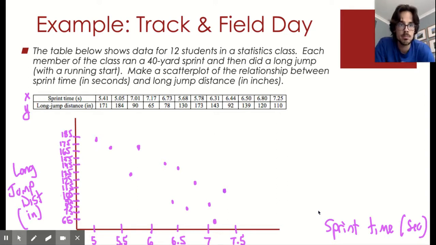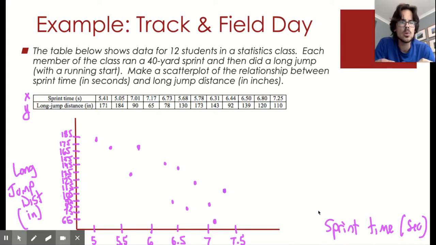So that seems pretty reasonable to me to say that, yeah, there is some sort of a pattern between those two variables. Faster time means longer jump. Slower time means shorter jump, like that. If you think about what else we might want to know from this picture right here, we can say, okay, yeah, there seems to be a pattern. When one goes up, the other goes down.